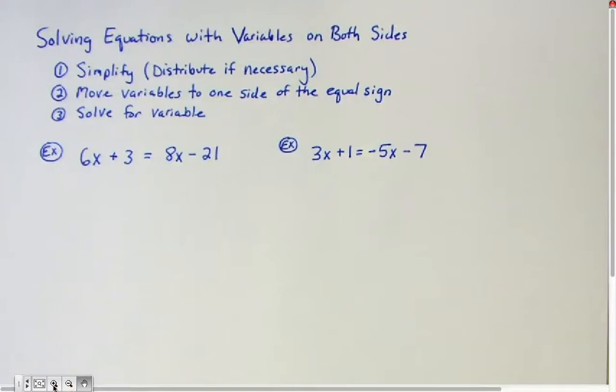This video is about solving equations with variables on both sides. The first step is going to be to simplify, distribute if necessary, and then move variables to one side of the equal sign, and finally solve for the variable. Please press pause right now and write down what you see on the screen, including these two examples, and then we'll take a look at how to solve these examples.